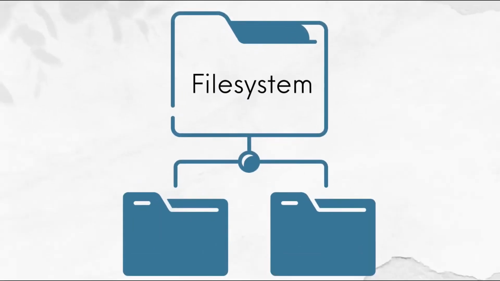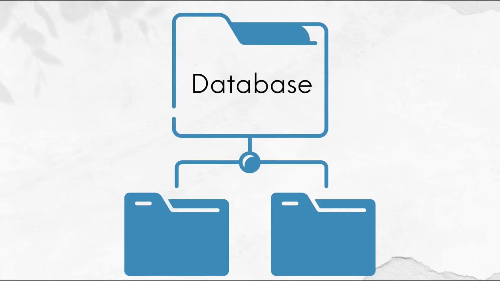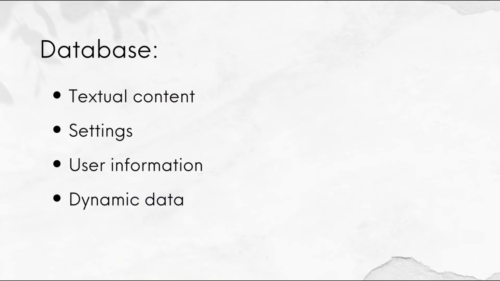When we talk about the file system backup, we are referring to backing up the files and folders that make up your website. These files include your WordPress core files, themes, plugins, media uploads, and any other files associated with your website. On the other hand, database backup focuses on backing up the data stored in your website's database. In WordPress, the database is where all the textual content, settings, user information, and other dynamic data are stored. It includes posts, pages, comments, user profiles, and much more.